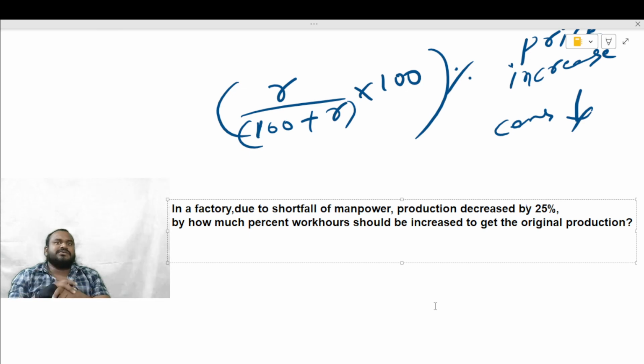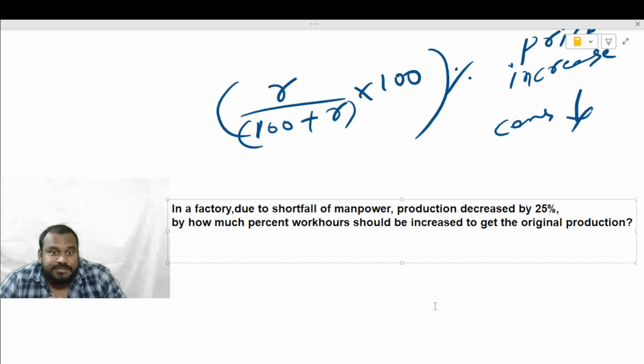Initially they were able to make some 10,000 products. Now they're not able to make 10,000, they are able to make only 7,500. So production decreased by 25%. Goods can be anything, any product, a pair of chappals or a perfume. 10,000 perfumes they used to make, but now they are making only 7,500. So production is decreasing by 25%.